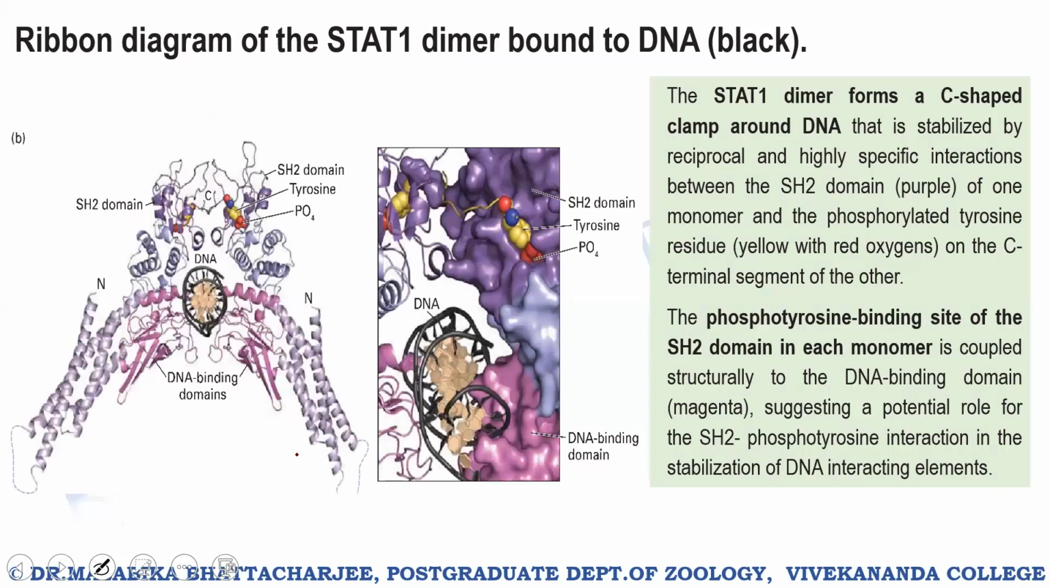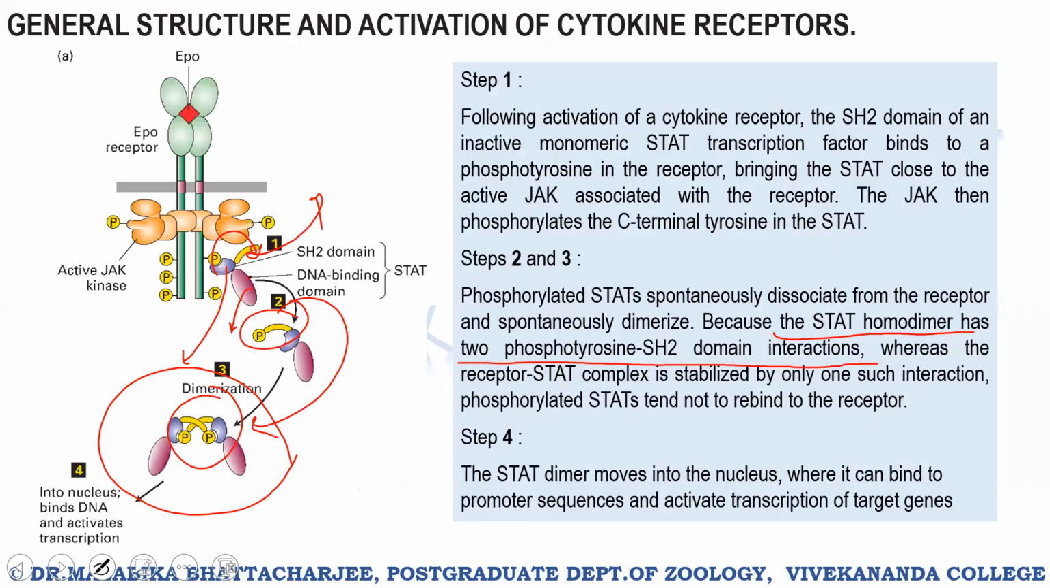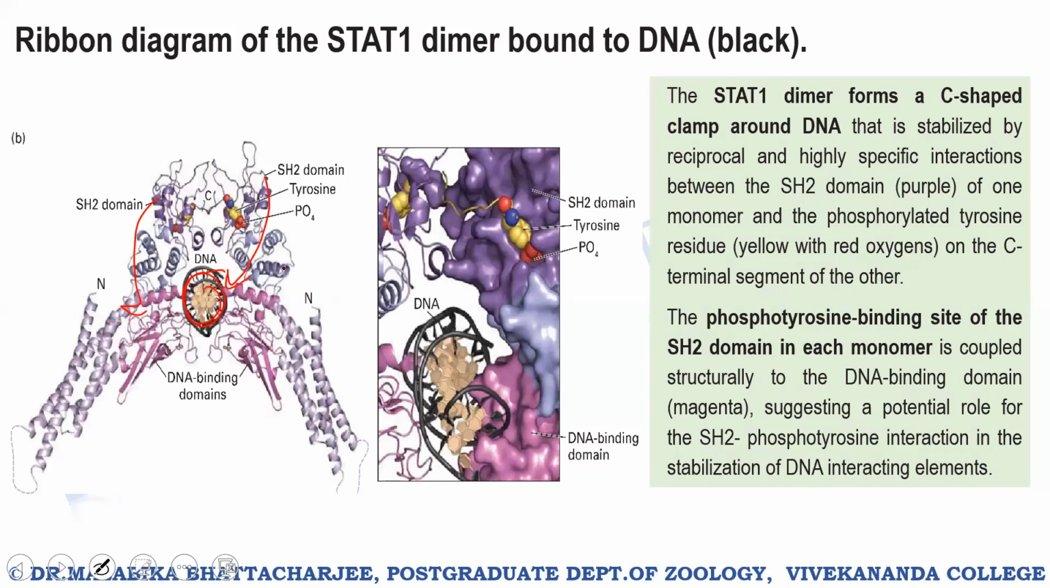As they move into the nucleus, you can see this is the DNA. They bind to the DNA. If you remember, there was a DNA binding domain, the violet color, see the violet colors. So they bind to the DNA via their DNA binding domain. And as a result of binding to the DNA via the DNA binding domain, they bring about the activation or transcription of the genes to whose response element they bind.